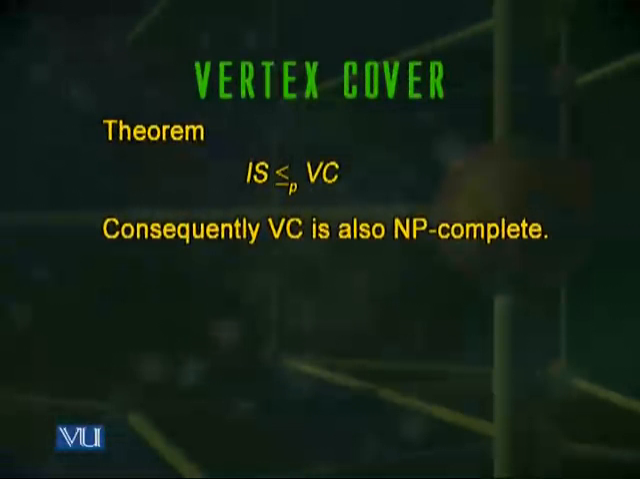So this is our reducibility. It shows us how to reduce the independent set problem to the vertex cover problem. So the theorem we have now proved is that independent set is polynomial time reducible to vertex cover. Consequently, vertex cover is also NP complete. So we have been able to establish the NP completeness of yet another problem called the vertex cover problem.